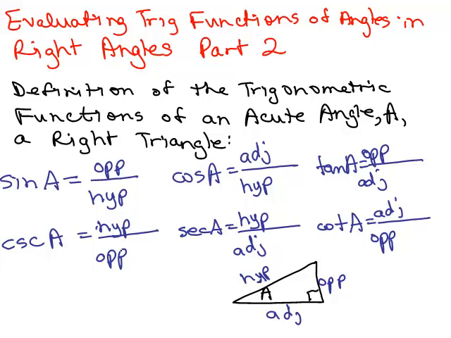So you either have to memorize that, or we had something called SOHCAHTOA, which some people remember it this way: sine is opposite over hypotenuse, cosine adjacent over hypotenuse, and tangent is opposite over adjacent. And then we have the reciprocal ones here below.